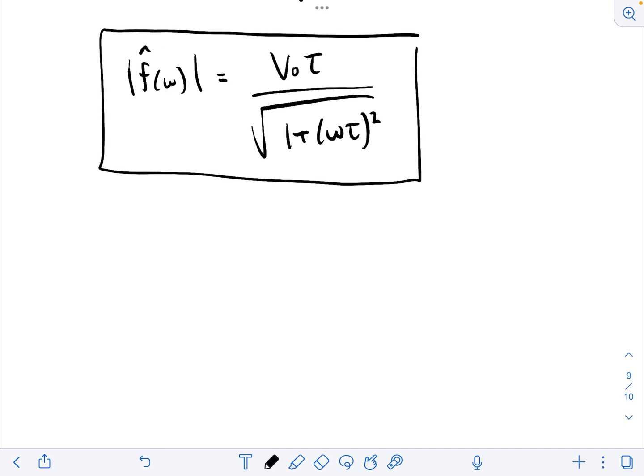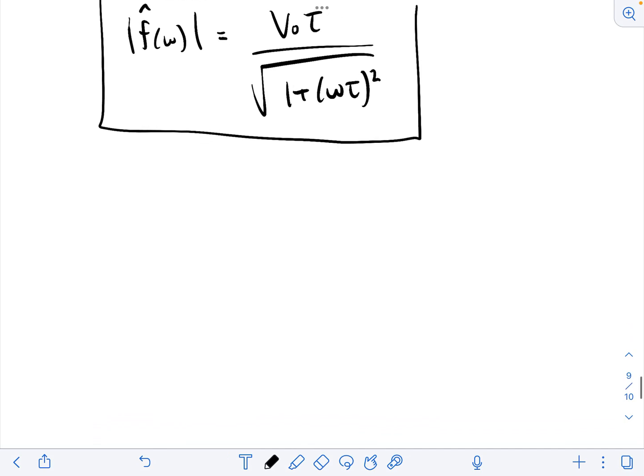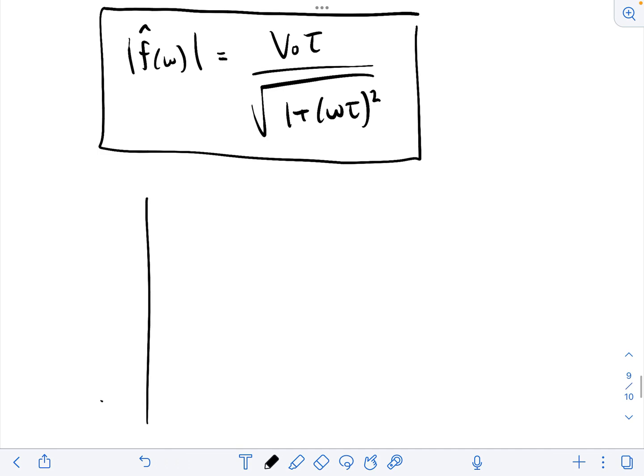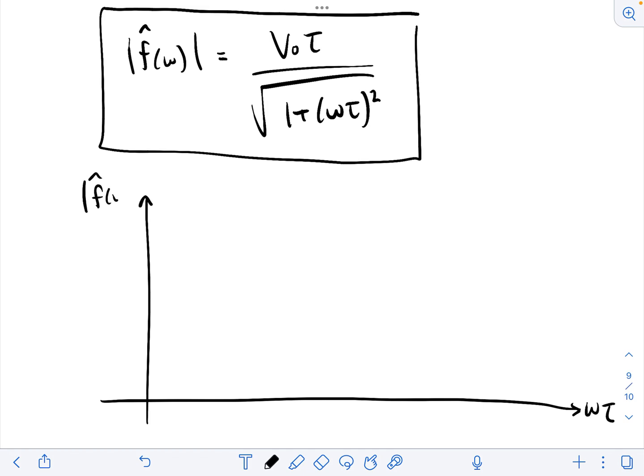So here's a frequency axis. Well, in fact, actually, let me make this axis omega times tau. And so this will be f hat of omega magnitude. If we go to 0 frequency, we set omega equal to 0, we get v naught over tau divided by 1. And so we'd have v naught times tau over 1. So there's v naught times tau.